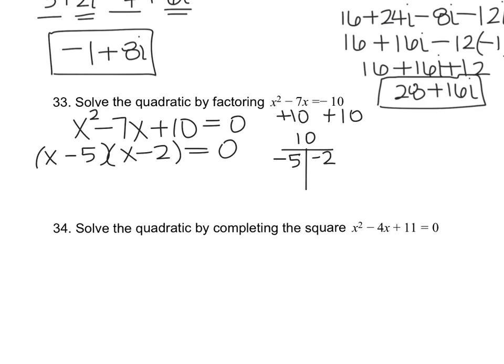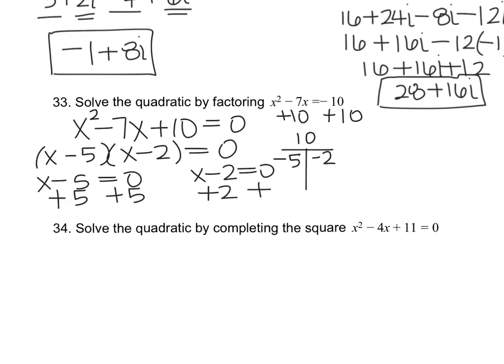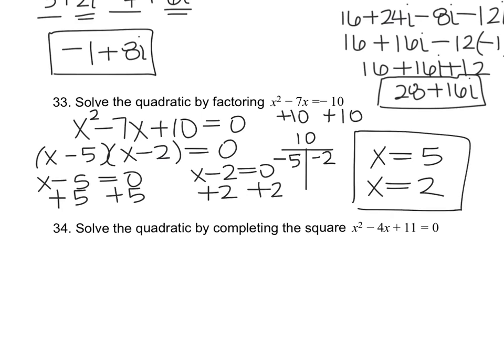Now, in order to actually solve my quadratic, I have to take each parenthesis and set it equal to 0. So we have x minus 5 equals 0 and x minus 2 equals 0. Then we solve both of those equations. So I'm going to add 5 to both sides in the first equation. I'm going to add 2 to both sides in my second equation. And I'm going to end up with x can equal 5 and x can equal 2. Anytime you solve a quadratic, whether it's by factoring, completing the square, or the quadratic formula, you should always have two answers at the end.